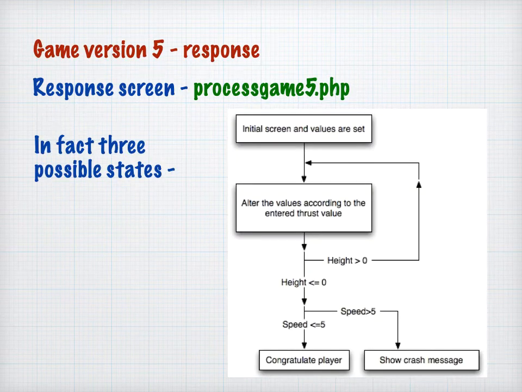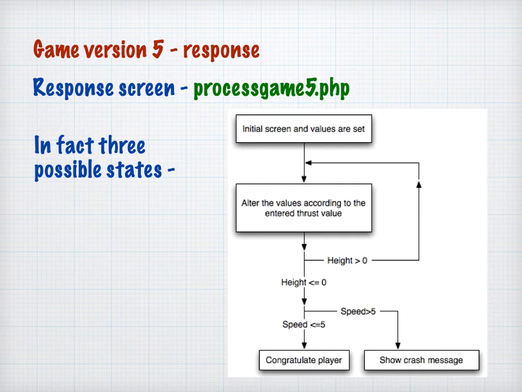So we've got our initial loop. We go round and round and round while the height is greater than 0. The moment that the height is less than or equal to 0, we terminate the game, and then we have to have another test. What the test is going to do is determine whether you've succeeded or you've failed. If the speed was greater than 5, what you've basically done is you've crashed, because the aim of this game is for your speed to be 5 or less.